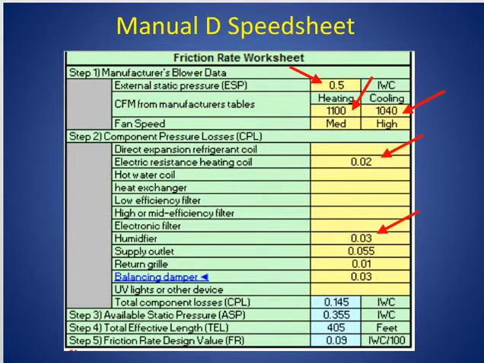What else do we have? Well, let's see, they don't have a humidifier, so we're going to add that. They don't have a supply outlet, so we're going to add that. Return grill, add that. Balancing damper, we're going to add that. And then, boom, it gives us our total answers. The total component loss is 0.145, and the available static pressure is 0.355, and our total effective length from adding our supply and returns up for their total is 405. Through the magic of the computer, it does a calculation and comes up with our friction rate design value of 0.09 inches of water column per 100 feet. So that's what we use to design our duct sizes.